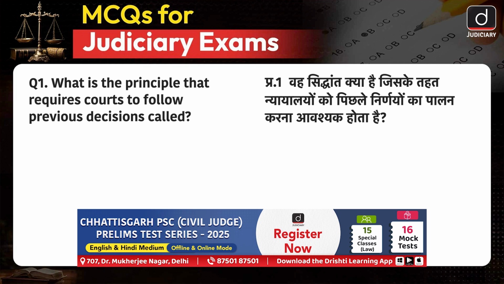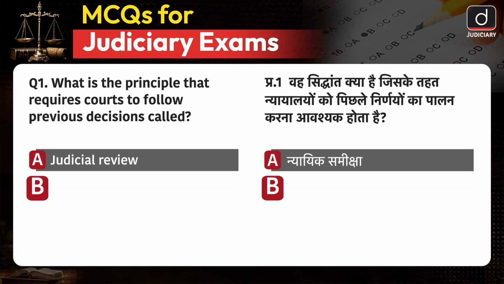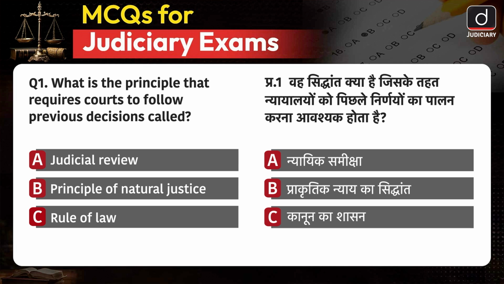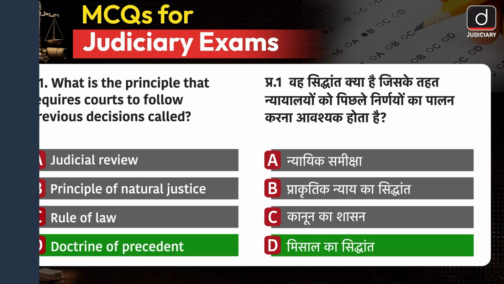Today's first question is, what is the principle that requires courts to follow previous decisions called? Option A, judicial review. Option B, principle of natural justice. Option C, rule of law. Option D, doctrine of precedent. The correct answer is option D, doctrine of precedent.